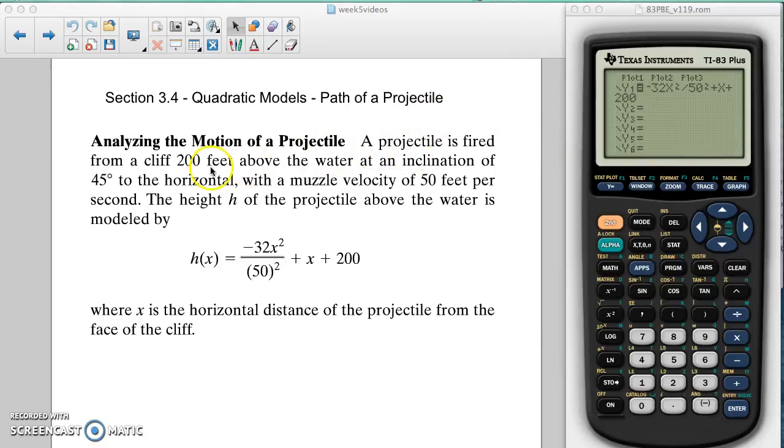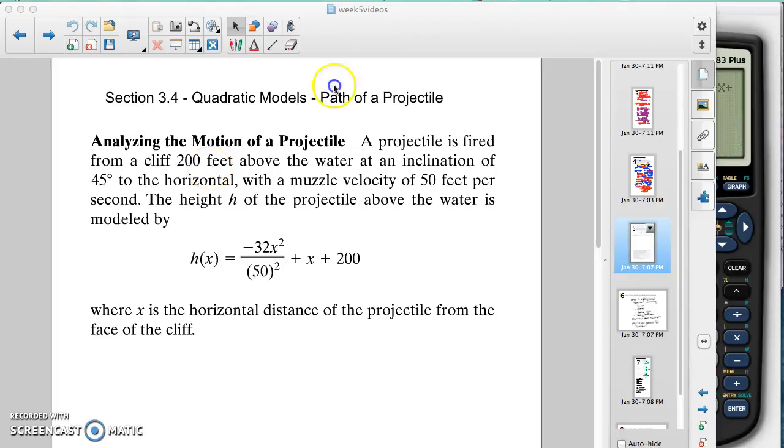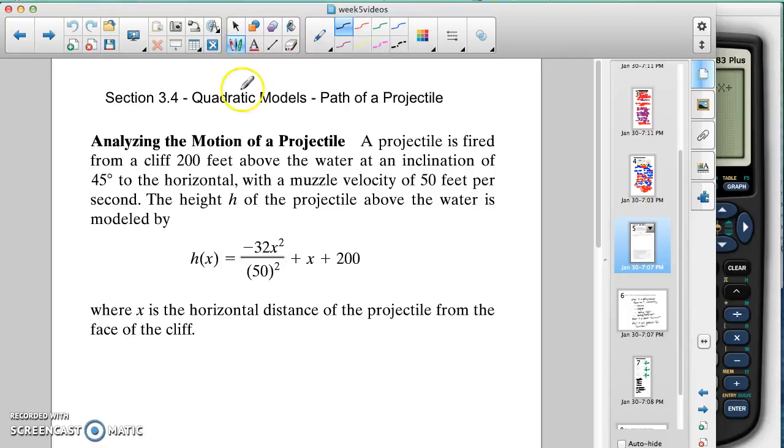A projectile is fired from a cliff of 200 feet above the water, at an inclination of 45 degrees from the horizontal, with a muzzle velocity of 50 feet per second. The height h of the projectile is given by this quadratic model. Well, we can see here's where the 200 comes into play, the 200 feet above the water. The 50 feet per second has to do with this, I believe, the 50 in the denominator.